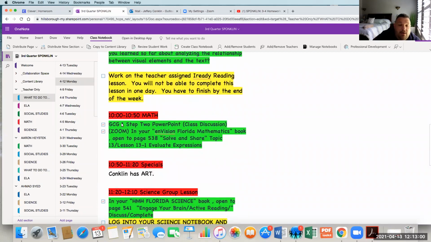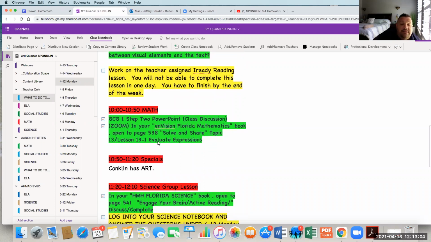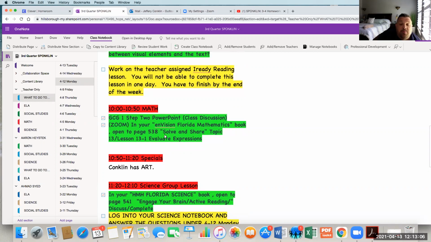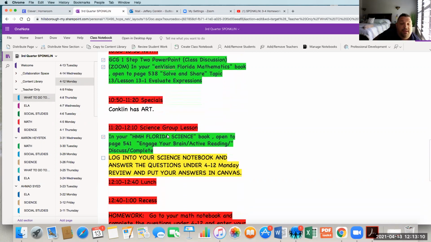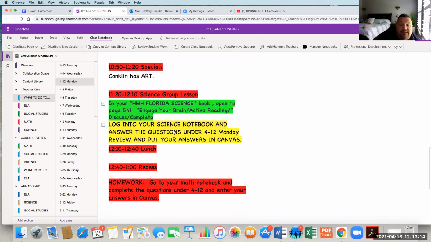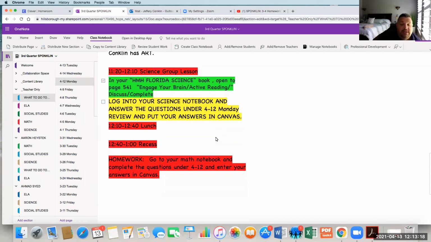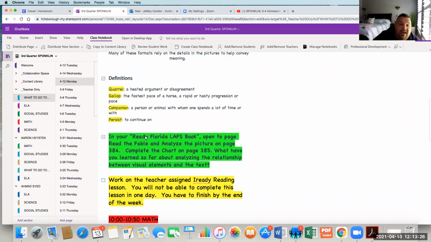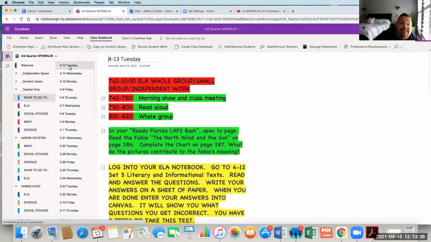In math, our whole group lesson was the PowerPoint that we have a copy of if anybody needs. Check out these pages in your book. If you missed the lesson, it talks about the same thing. Let's see, science, we checked out these pages. And then you had in your science notebook your 5 practice questions to work on. In your math notebook, there were the questions that we did together in class to review. So that was Monday. Now let's take a look at today's schedule.